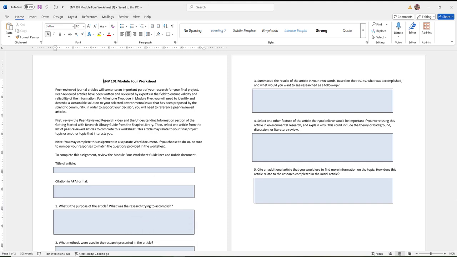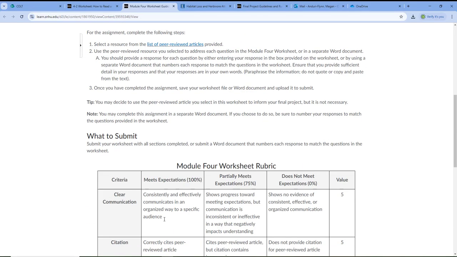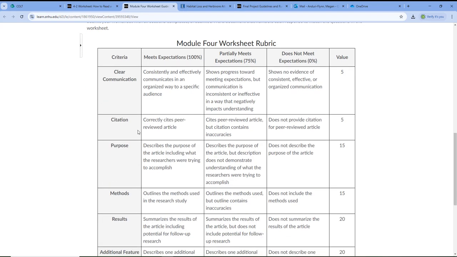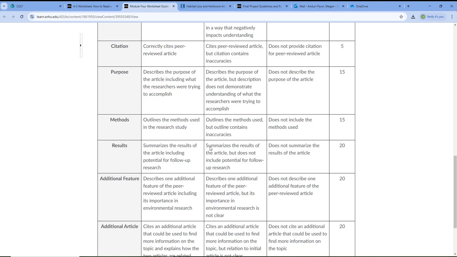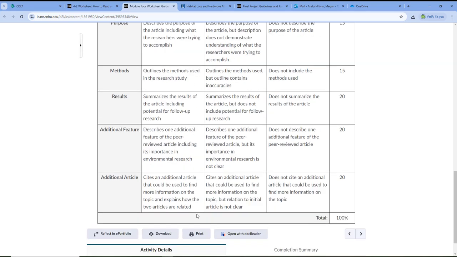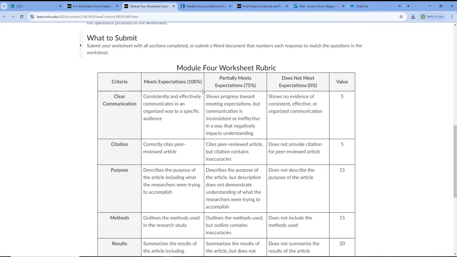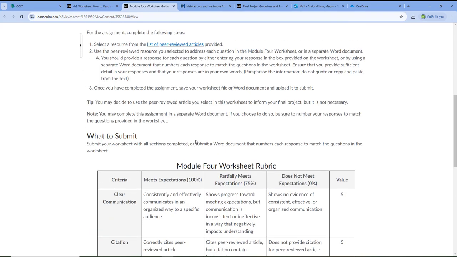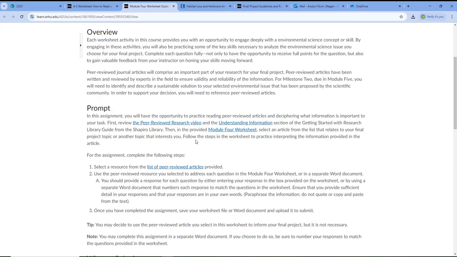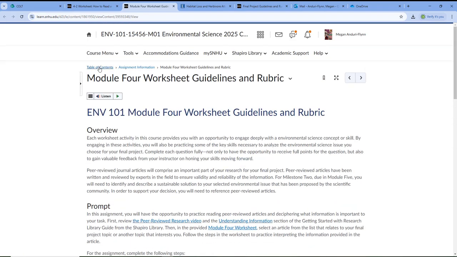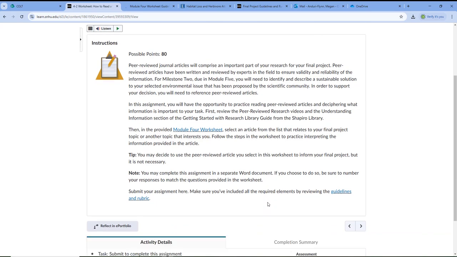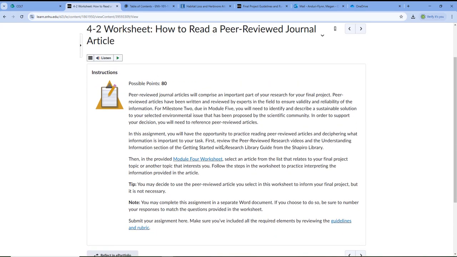Okay, so let me go back to our guidelines. And then just be careful before you submit, make sure that you're reading through the rubric. Make sure that you've checked off each of these boxes in your head, that your worksheet contains them, so that you meet expectations in all the categories. All right, so that is worth 80 points.